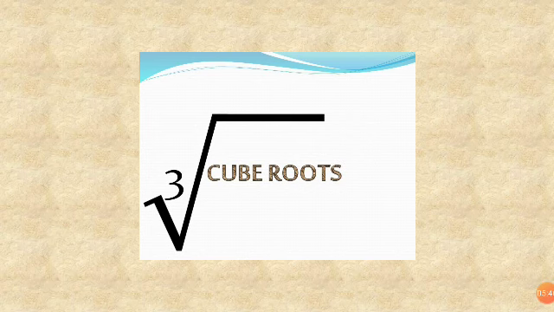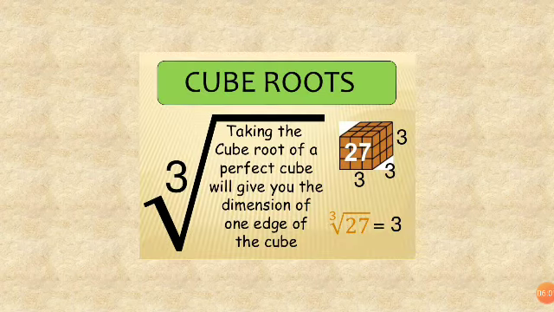So in the cube root, what is the 3? 3 is the index. Root means radical sign. The cube root has the radicand inside. Very good.